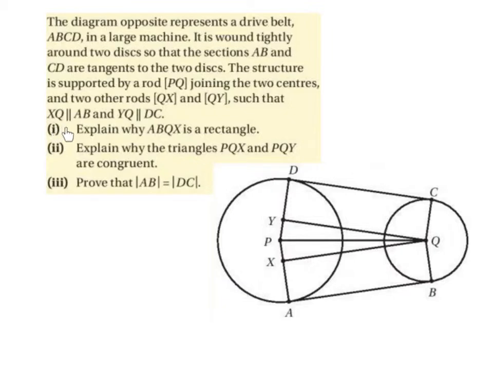Part 1, explain why ABQX is a rectangle. Part 2, explain why the triangles PQX and PQY are congruent. And part 3, prove that the distance from A to B, or the length of AB, is equal to the length of DC.